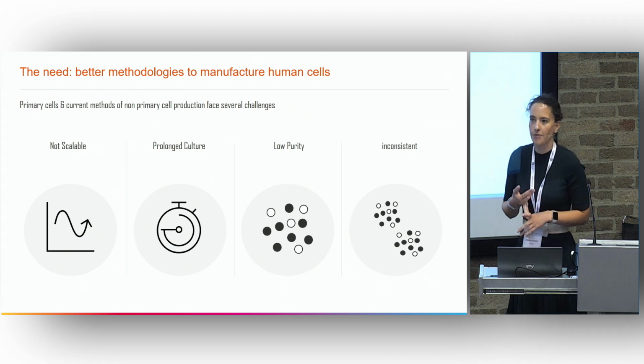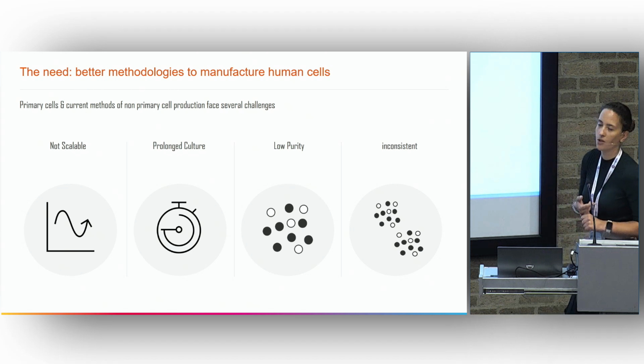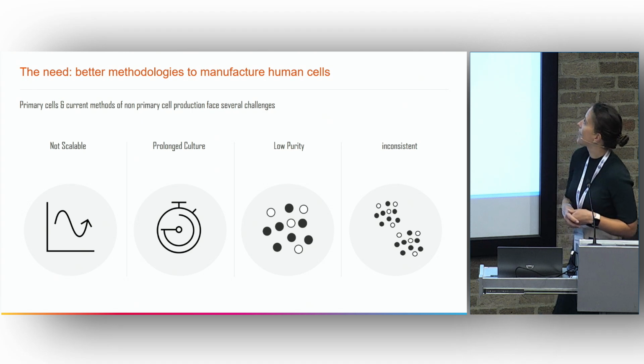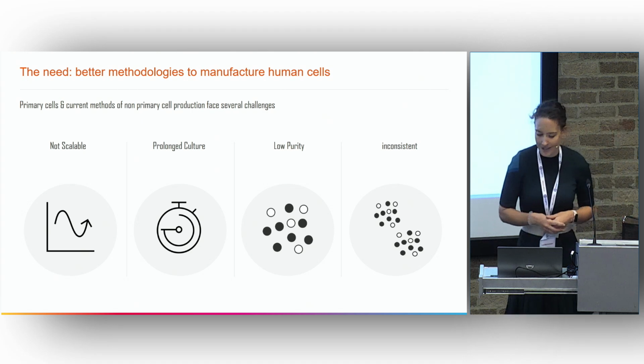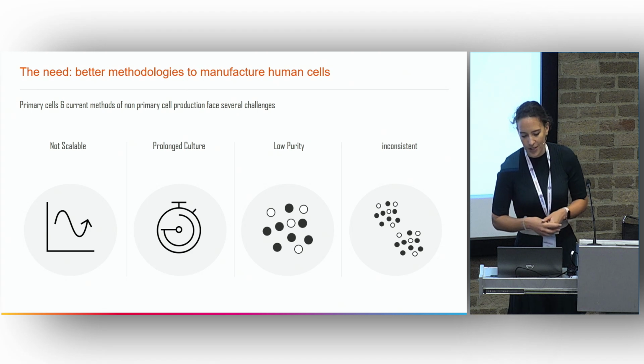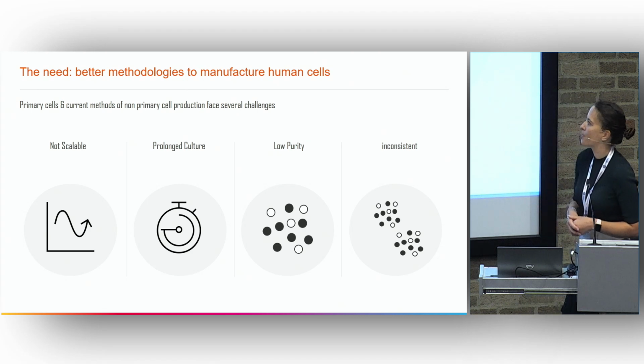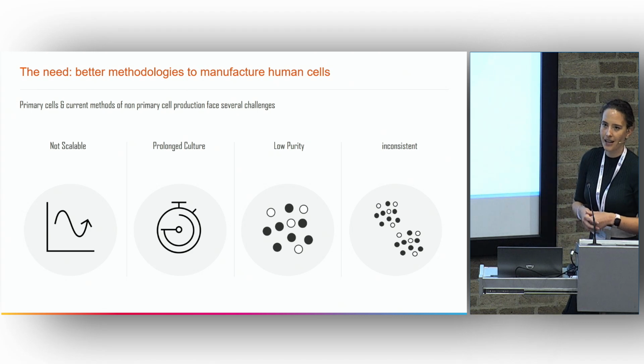With iPSC-derived therapeutics, we have the issues of prolonged culture to generate the cell type that we're after. We have issues of purity, and we also have issues with inconsistency. So we focus on generating cell types from induced pluripotent stem cells at BitBio, and we focus on a wide range of cell types within the body.